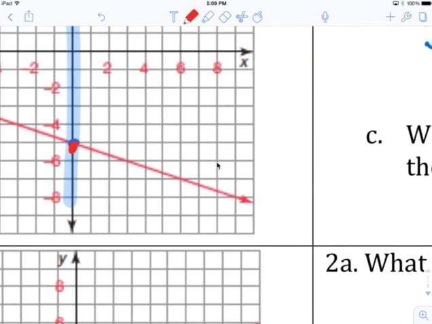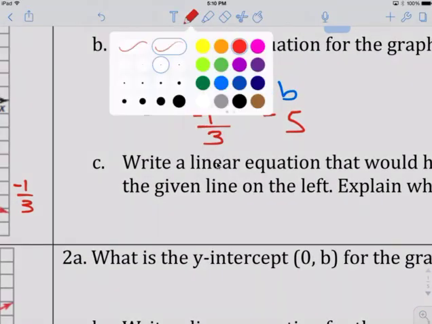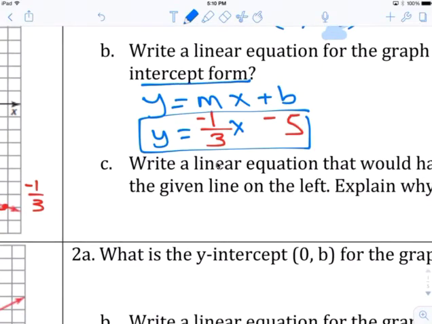For the slope, let's find another dot right there, right there, right there. So the slope is down 1 over 1, 2, 3. Down 1 over 3. So right here you put down 1 over 3, and don't forget the x. Plus a -5, or just minus 5 is fine. And then y equals. That's slope-intercept form.